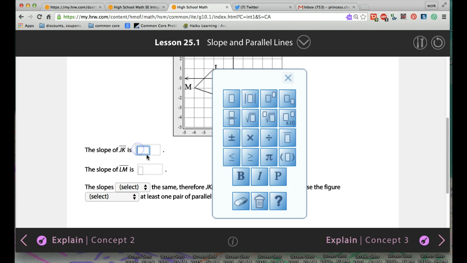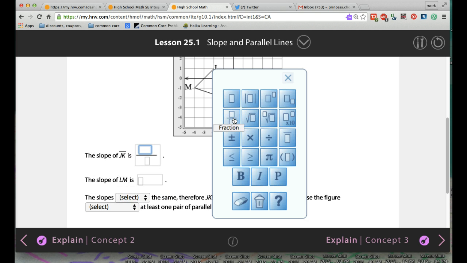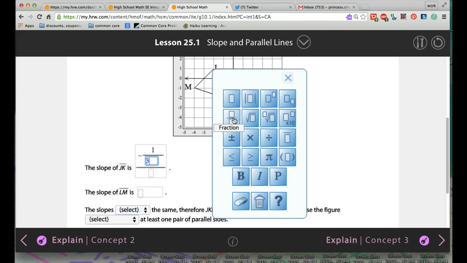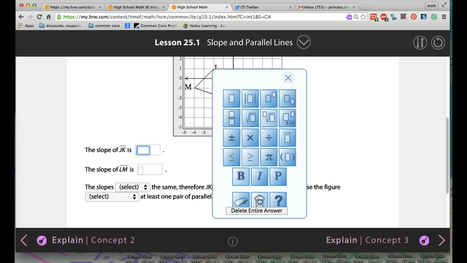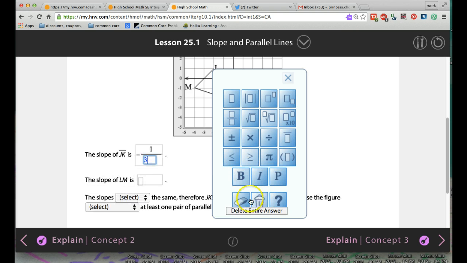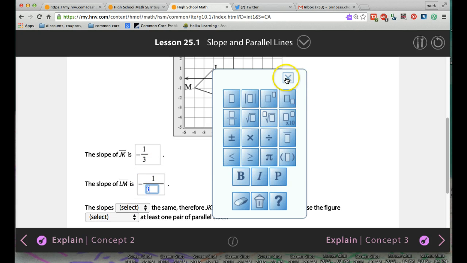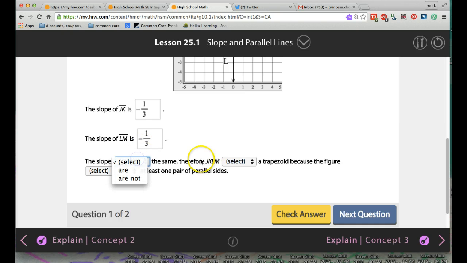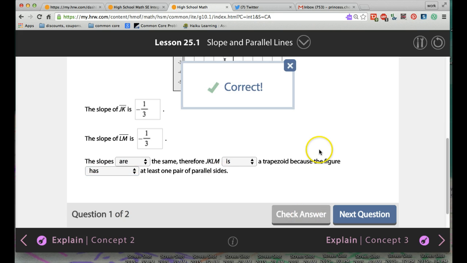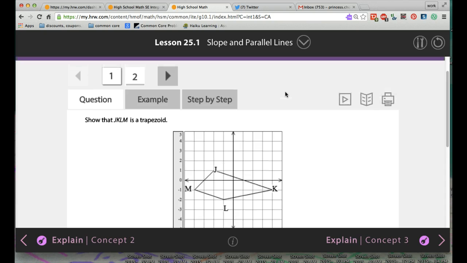So there you go. I'm going to go ahead and put that in. Okay, so that would be -1 over 3. Wait, I did that wrong. So there you go, -1 over 3. And then same thing over here, -1 over 3, right? And then the slopes are the same. Therefore, JKLM is a trapezoid because the figure has at least one pair of parallel sides. If I check my answer, it tells me that this is correct.